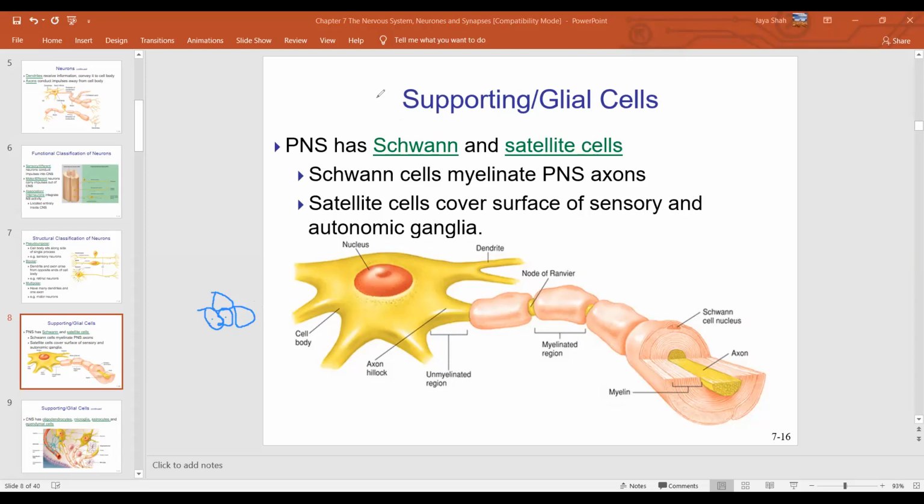And then we have the supporting cells, which are satellite cells. They are around this ganglia. So let's see, these red circular cells. They just sit like satellites around, supporting the ganglia. And this is called satellite cells. See? So these red cells are all satellite cells. Okay. So what does a satellite cell do? Satellite cells cover the surface of sensory and autonomic ganglia. Okay.